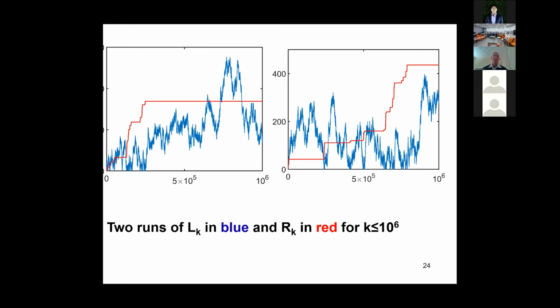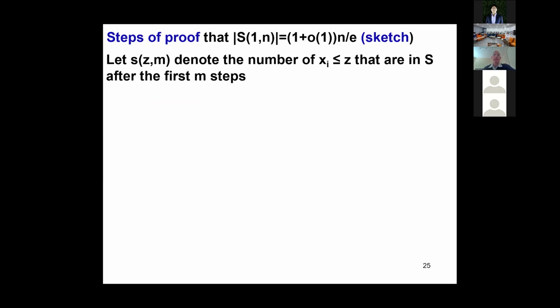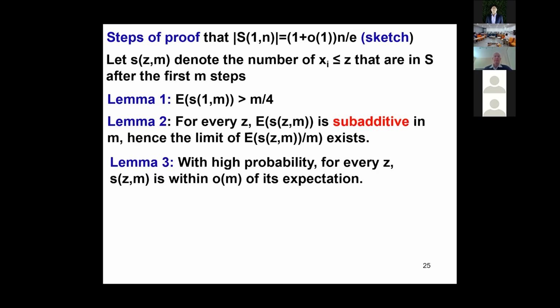Okay, so I want to tell you something in just a few minutes, just a sketch of the proof of the very basic result that the size of the memory at the end behaves like n over E. I just want to show you where this 1 over E or 1 minus 1 over E comes from. So let me denote by S(Z, M) the number of elements xi that are at most Z that lie in S after the first M steps. So Z will be some number between 0 and 1, and M could be any integer. This is some notation. And then one can prove the following three lemmas.